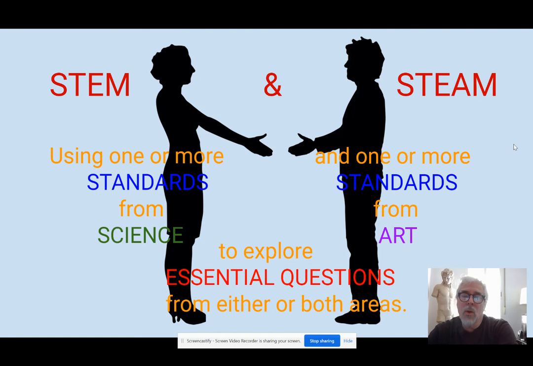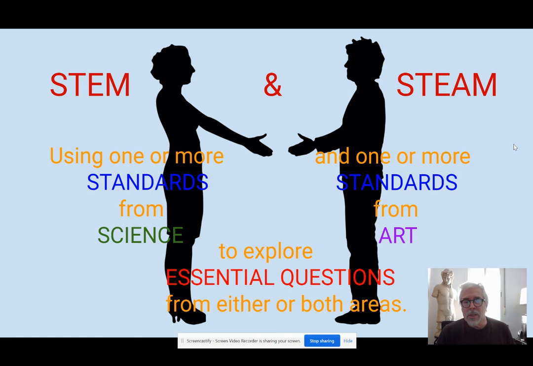So here's really the core of the kind of stuff that we're looking at. As I talked about before, STEM is science, technology, engineering, and math, and then STEAM involves the inclusion of arts in that. But it's not just fluff. It's not just adding something artistic onto it. It's really using one or more standards from science, like we've just looked at, and we're looking at 2 of them, and one or more standards from art, which we've just looked at, those 2, to explore essential questions from either or from both areas.